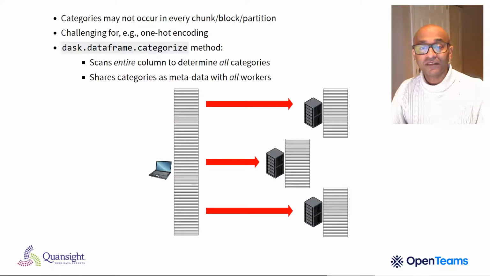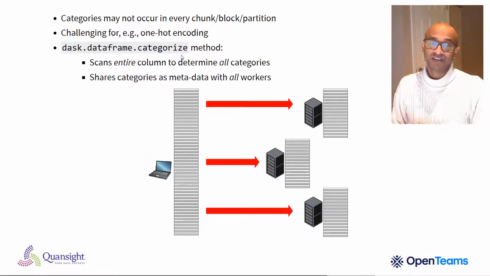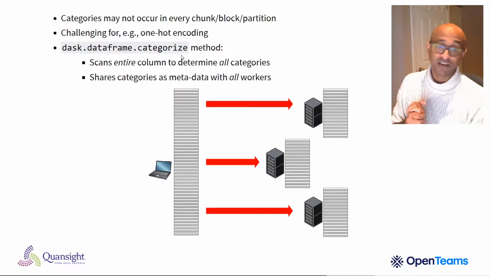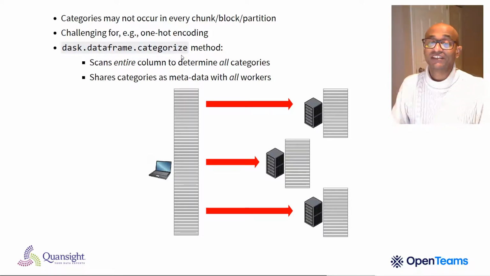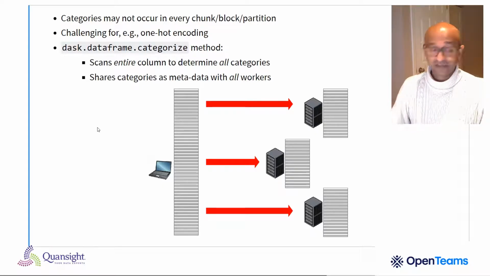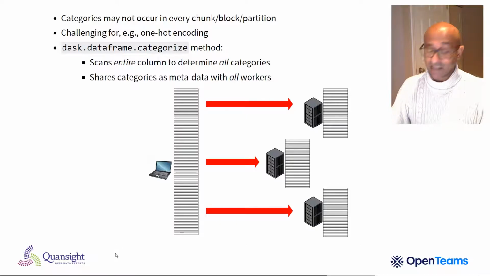So there is a method called categorize associated with Dask data frames that does not correspond to a Pandas function, where we have to scan the entire column to read all of the categories. What that does is associate some metadata with that particular column that can be shared with all of the workers, so all of the workers will know all of the categories that are associated with a particular categorical type.